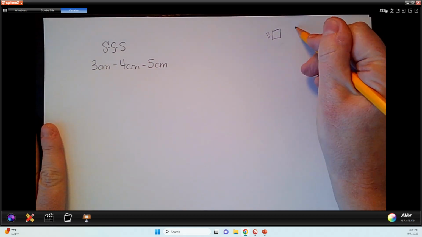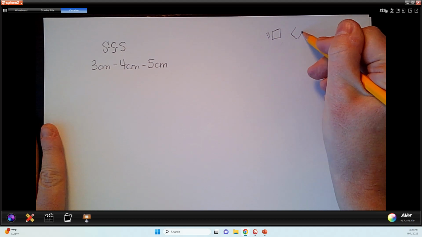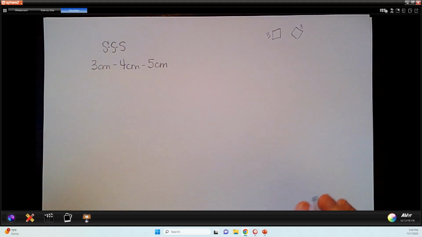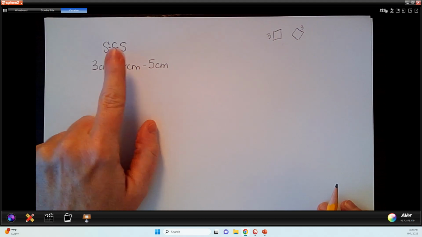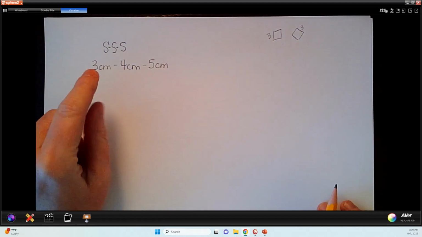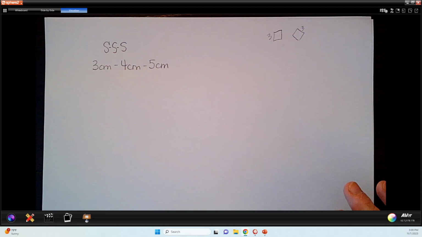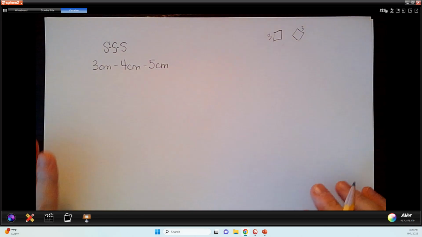Now, I could make it look like a rhombus if I tilt it on its side, right? But it's still going to be a 3 centimeter square. This is the same thing with the side, side, side. If someone gives you 3 sides to the triangle, there's only one unique way that you can make that triangle. So I'm going to prove it.